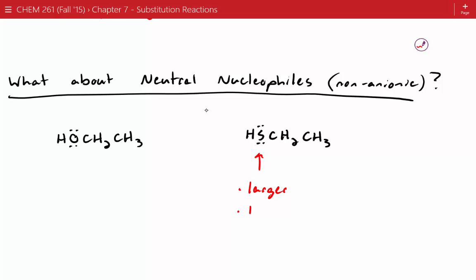It packs less tightly because it's got that larger surface area to volume ratio. Therefore, do you think it's going to be a better nucleophile or a worse nucleophile? Better nucleophile. Because it's more available for attack. I'll just write better NU.